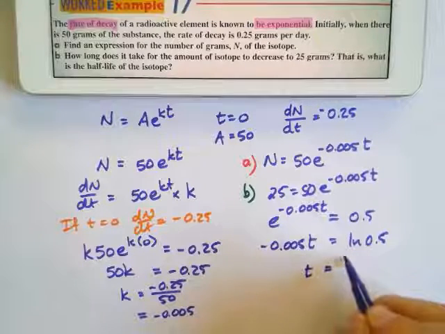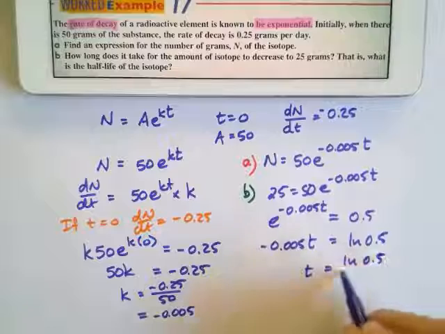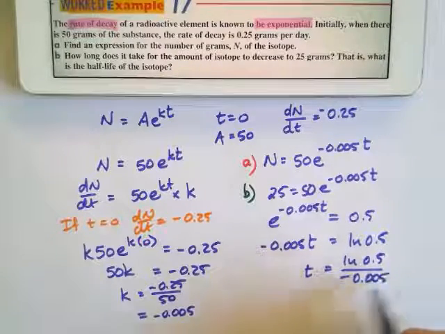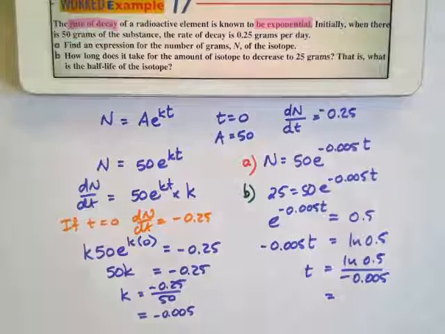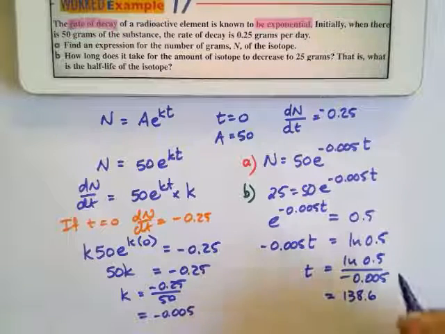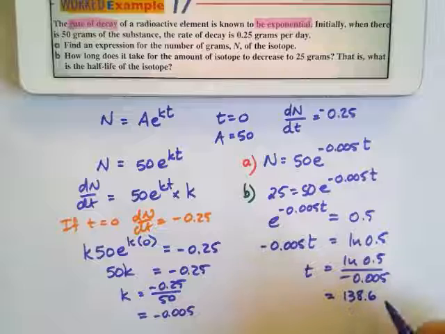So t equals ln 0.5 divided by negative 0.005, and my answer will be 138.6 days.